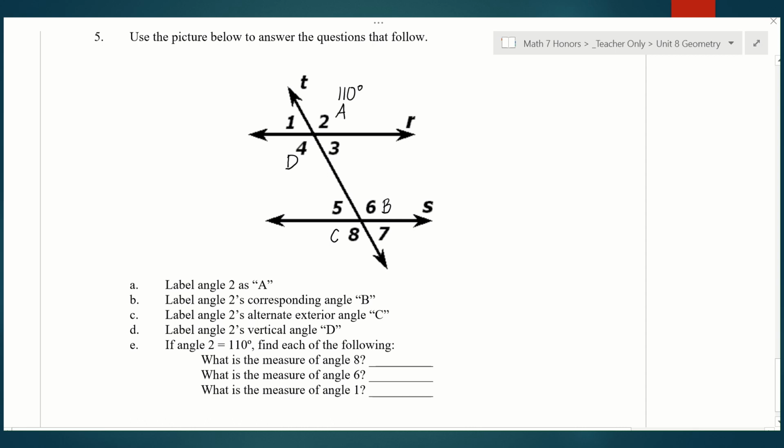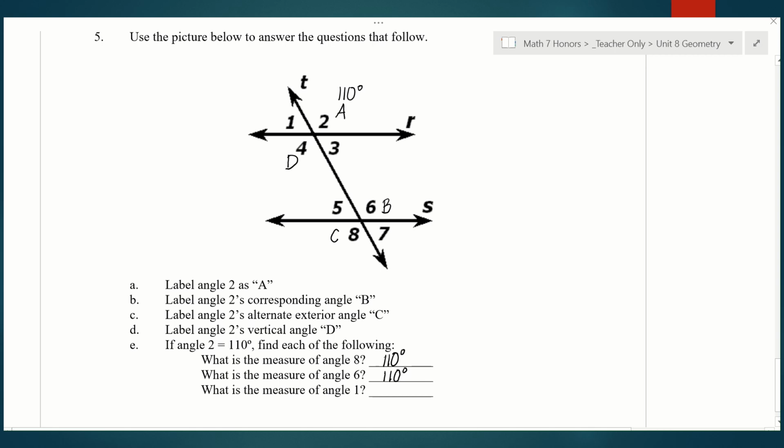What is the measure of angle 8? Well, angle 8 and angle 2 are alternate exterior angles, which I know means that they are congruent. They're both obtuse, and so that is also 110 degrees. Angle 6 is a corresponding angle with angle A, or with angle 2. So that again means that they are congruent. They're both obtuse. So it's 110 degrees.